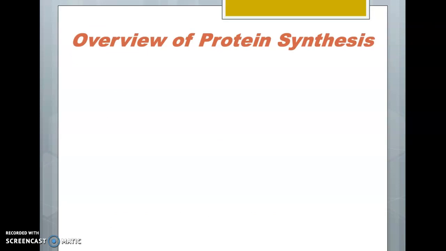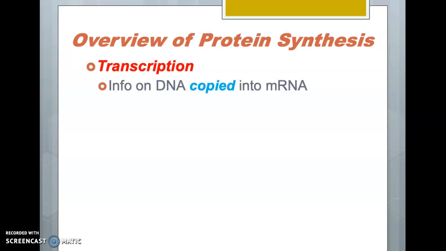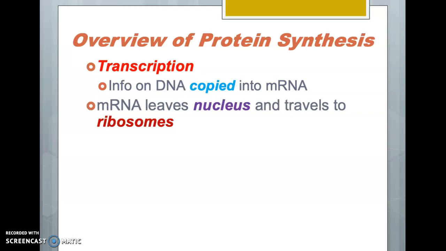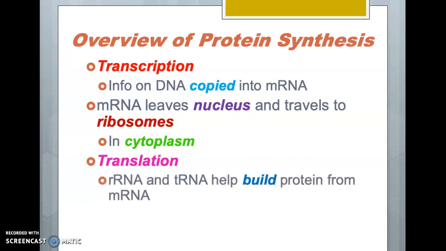So just to give you the big picture overview of protein synthesis, there are 2 parts to protein synthesis, transcription and translation. In transcription, the goal is to take the information that's found in the DNA and copy it into messenger RNA. And that'll be the first thing that we talk about. The messenger RNA then leaves the nucleus and goes to the ribosomes, in the cytoplasm, and that's where translation occurs. Translation is where you use the messenger RNA, the rRNA, and the tRNA to build the protein. You need to have all of those.